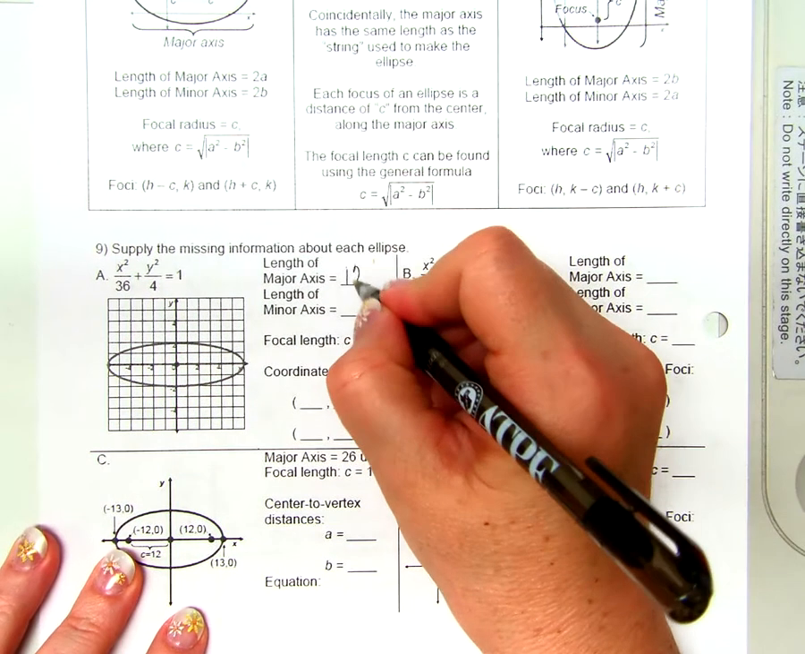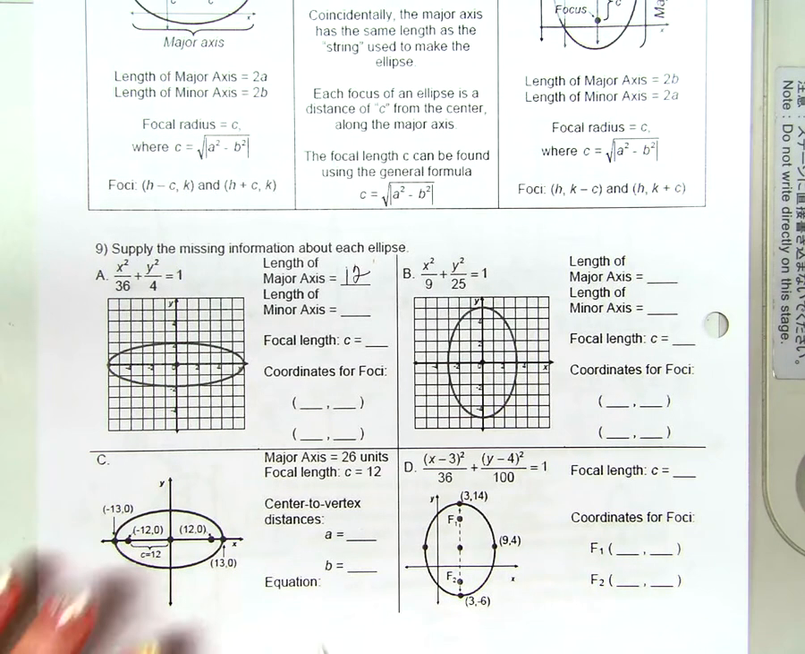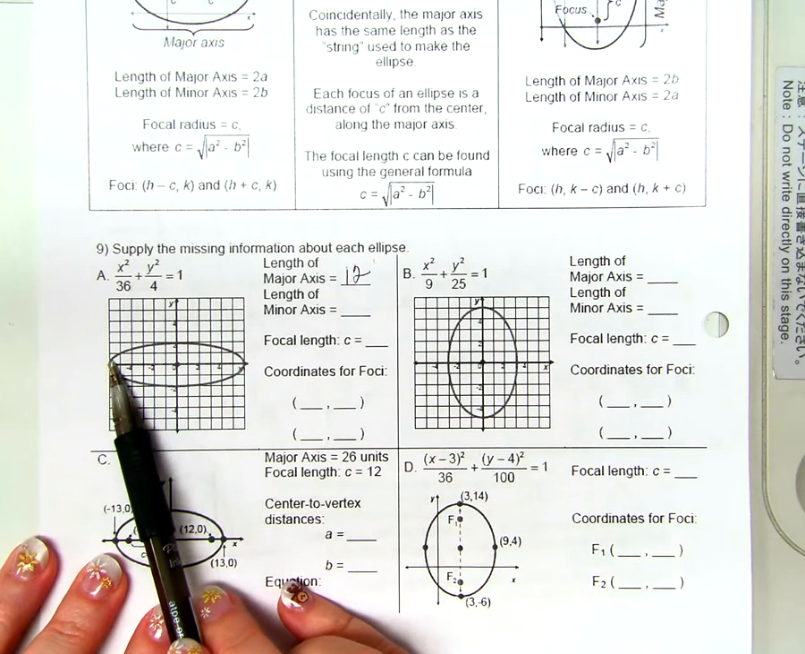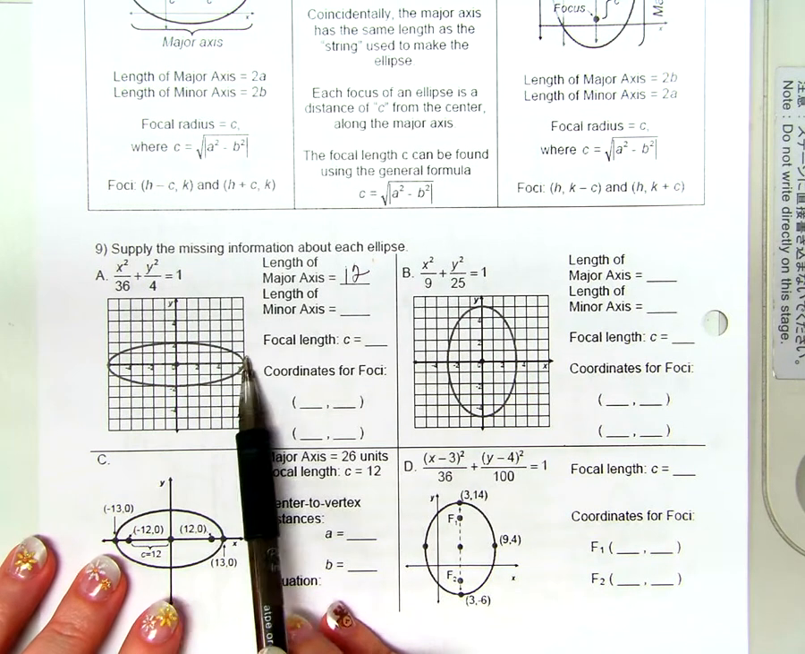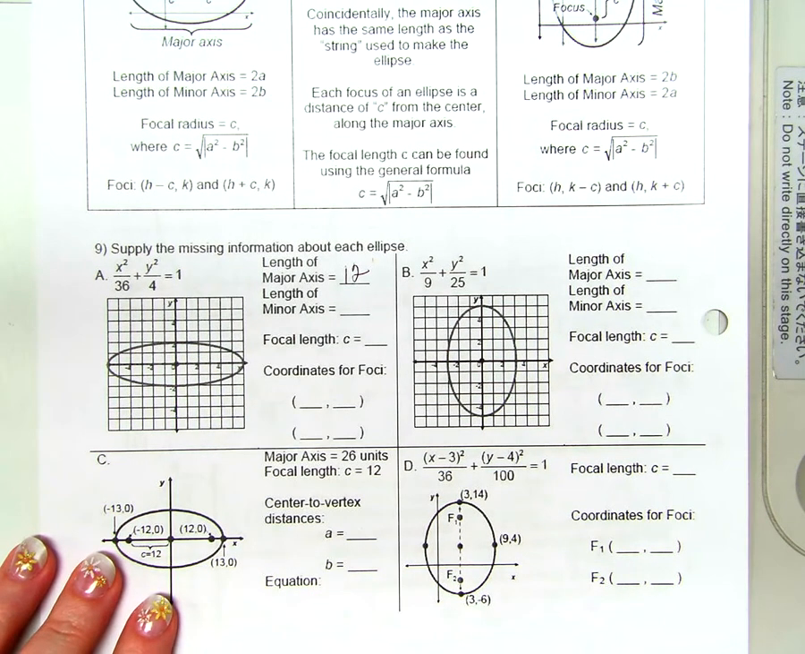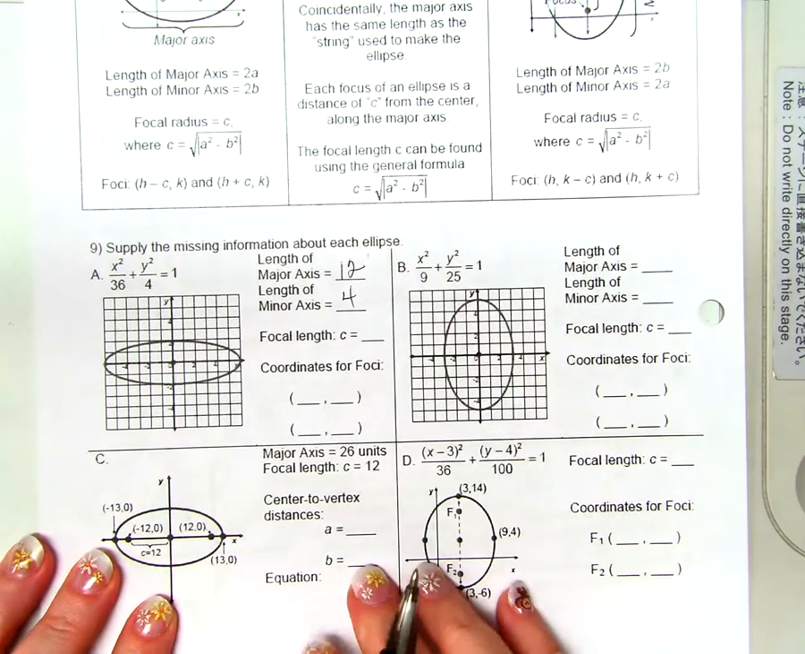It is 12. Why is it 12 and not 6? A is 6. The major axis is all the way across. Very good. Okay, it's got to be all the way across. So what about the minor axis? Good. It's 4 because we have to count all the way from here to here, right?